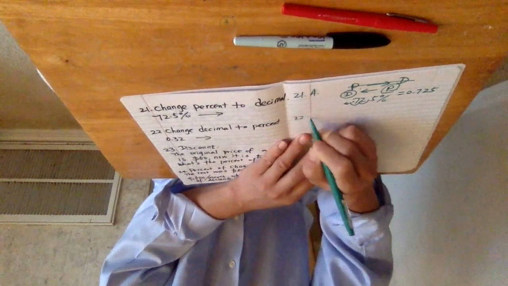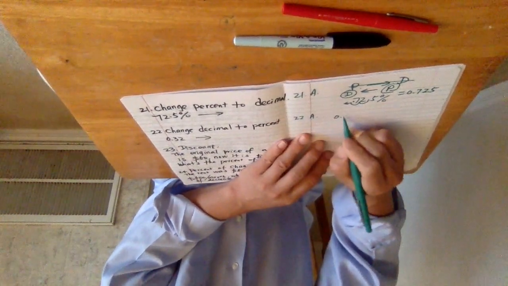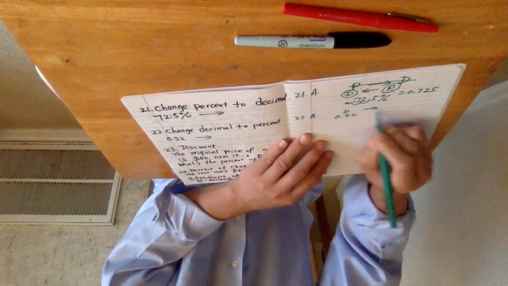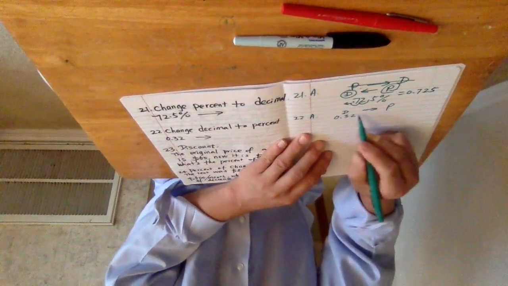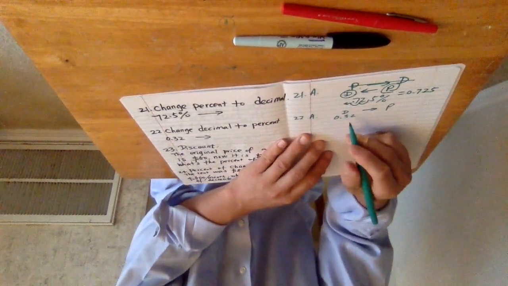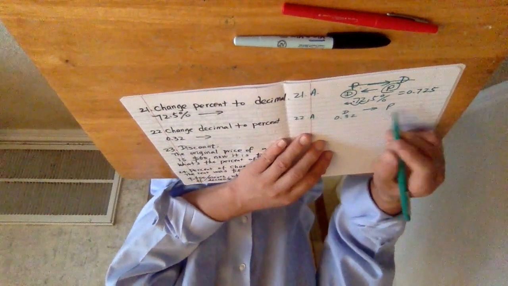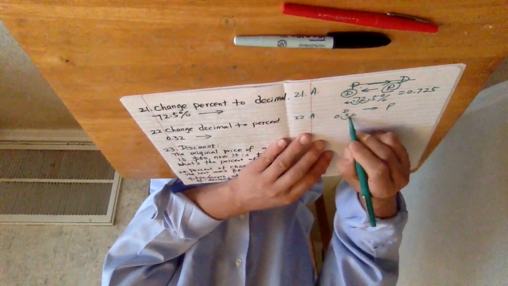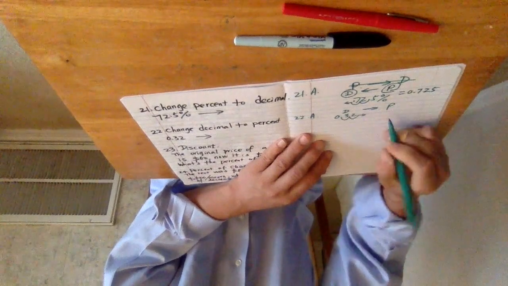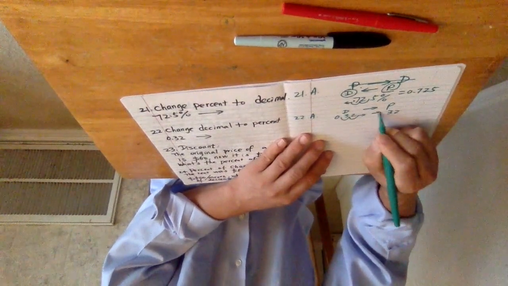Number 22, answer: 0.32 from decimal to percent. You're going to move to the right because when you count the English letters A, B, C, D, all the way to P, you're going to move to the right. So 1, 2, it becomes 32%.